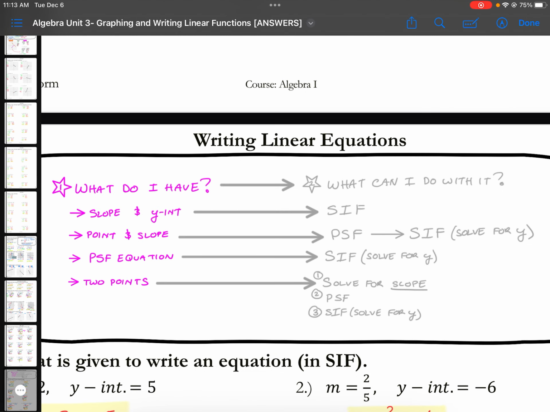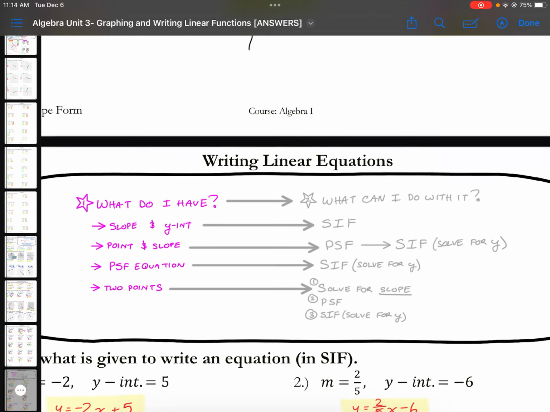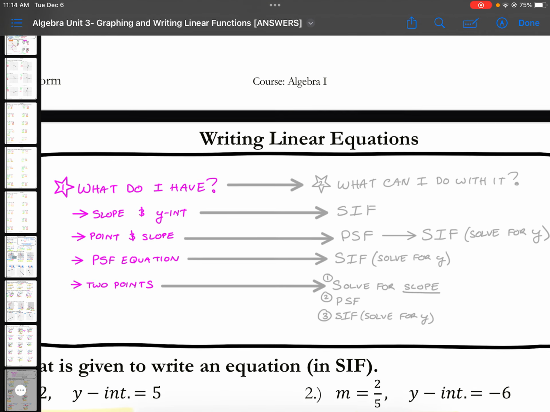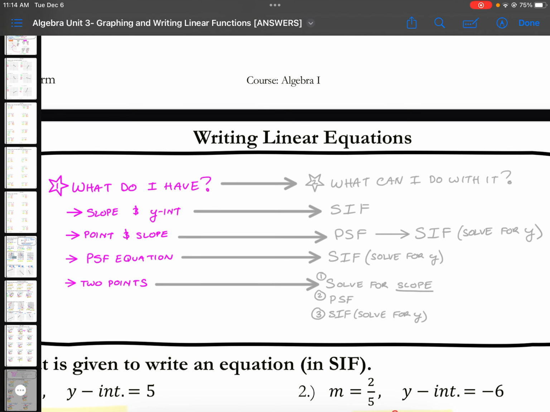We're going to move on to 3.9, which is writing linear equations. This is taking everything that we've done and combining it. This is page 34. Go ahead and copy these notes down because this will help you identify what you need to do with it, right?